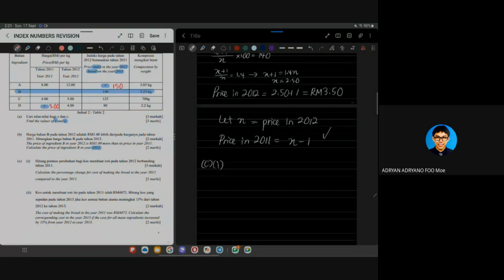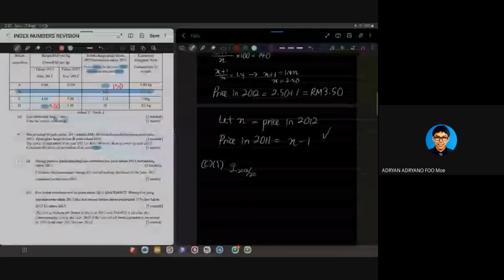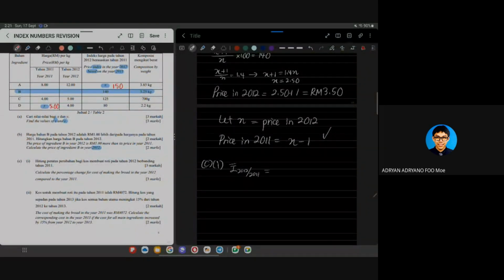Alright, C1. Calculate the percentage change for cost of making the bread in 2012 compared to 2011. Okay, now they want the percentage of change for making the bread. So we want to find the price index of the bread. I would use the composite index of 2012 over 2011. So what do I do now? Okay, I need to find the sum of index with sum of weightage. Sum of weightage, sum of index.